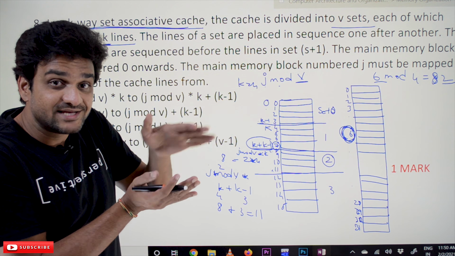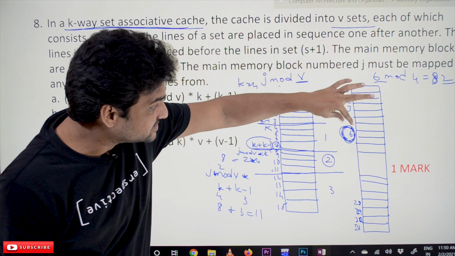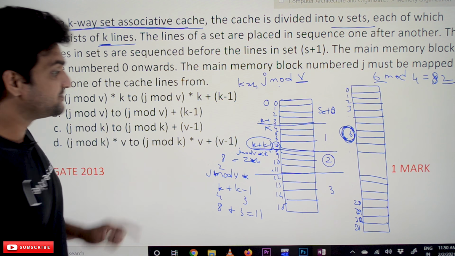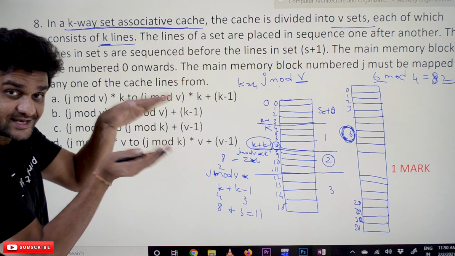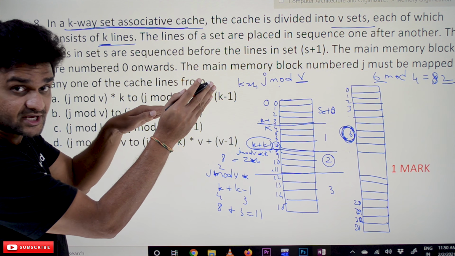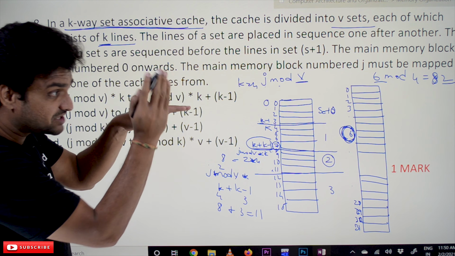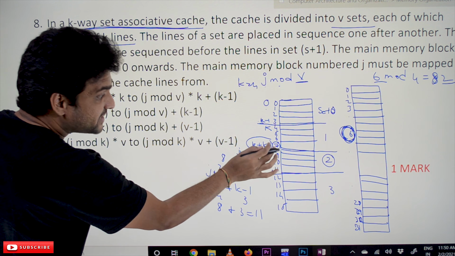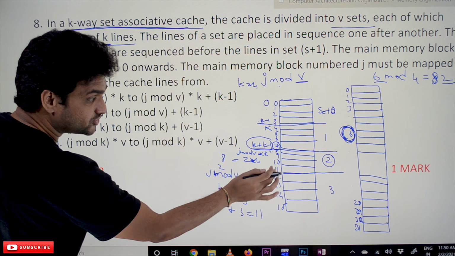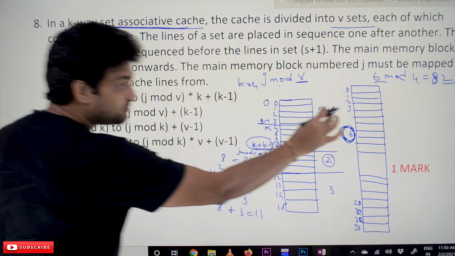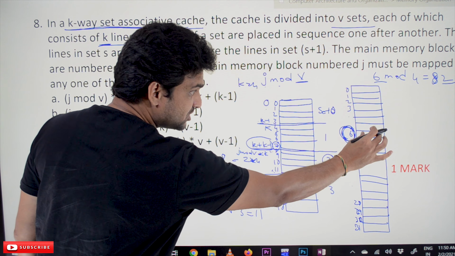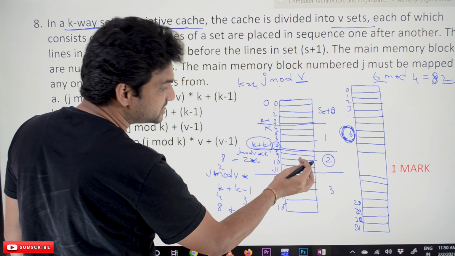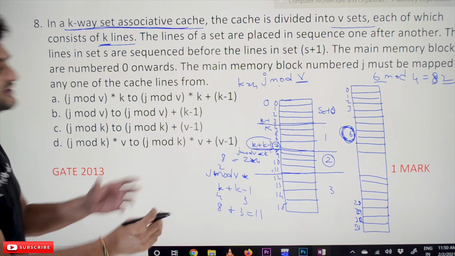Okay, so the sixth block of the main memory will get mapped to the second set. The range of lines that this 6 can be transferred to is from 8 to 11. So this sixth block of main memory can be transferred either to the 8th line, or to the 9th, or to the 10th, or to the 11th.